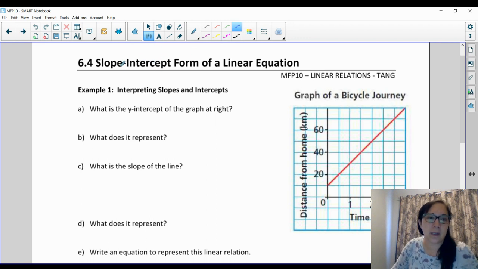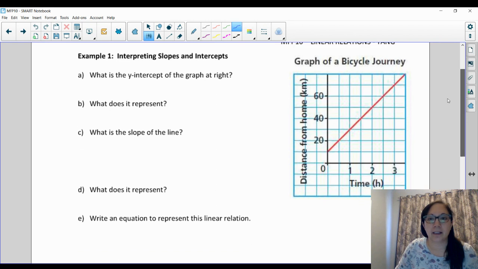So slope-intercept form is the most common form of writing a linear equation. A linear equation is an equation that would create a line if we graphed it. So here we have an example of a linear function on the right. It's the graph of a bicycle journey, distance from home on the y-axis, and time in hours on the x-axis.